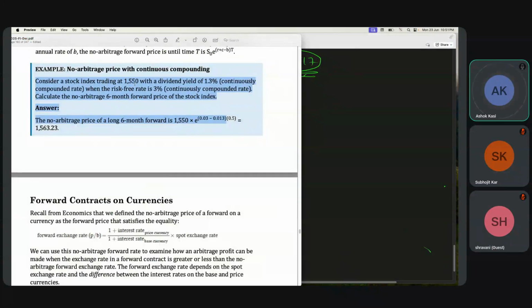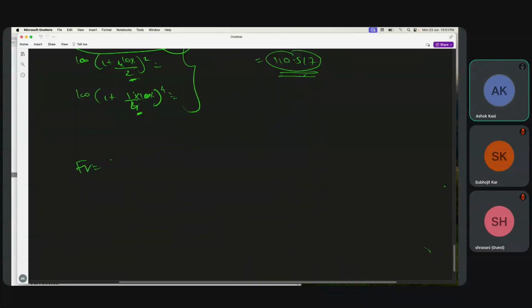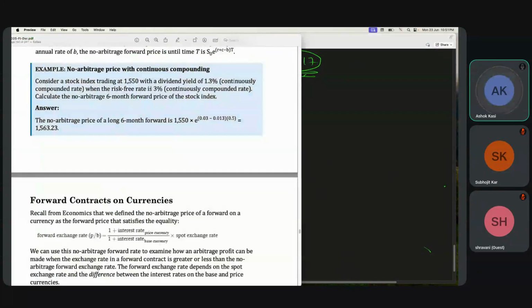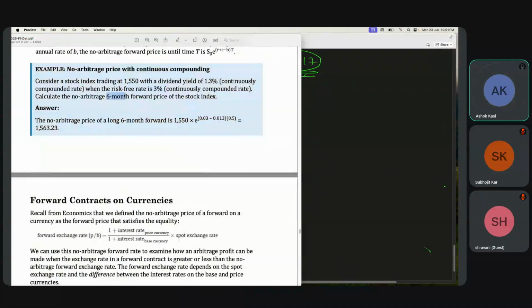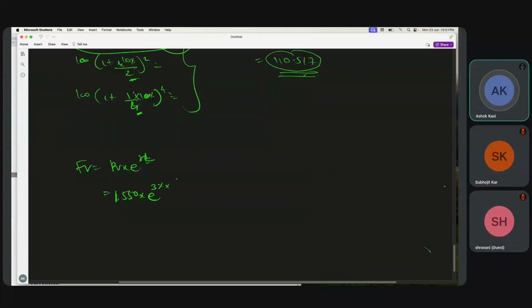See, consider a stock index trading at 1550 with a dividend yield of 1.3%, and when the risk-free rate is 3%. Calculate the no arbitrage 6 months forward price. So because it is a 6 months forward price, future price or forward price is equal to present value into e raised to RT. This is what we have learned. So present value is 1550. Normally, this is what we should be doing. e raised to R. R is 3% risk free, into T is 6 months. That means half a year, 6 by 12.